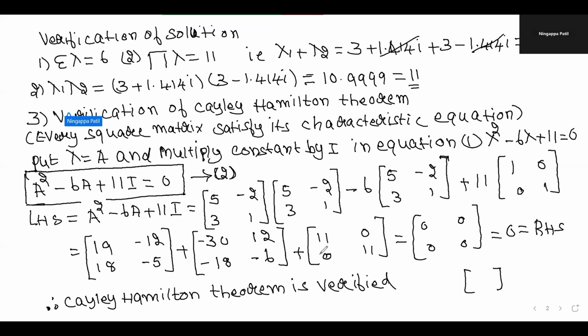Then shift, and the fourth button, then again the third button. That is, in the display of the calculator, Mat A has come. Mat A, and you press the X square button, it becomes X square, and you are getting this value: 19, minus 12, minus 18, 5.